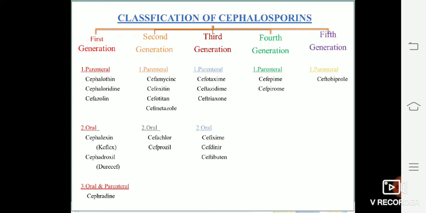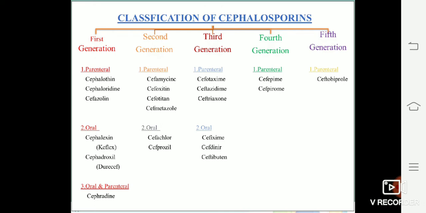Cephalosporins are classified into 5 generations: first generation, second generation, third generation, fourth generation, and fifth generation. For the first generation, there are 3 types of route given. First is parenteral, then oral, and oral and parenteral. Parenteral routes are those routes given intravenously, intramuscularly, intradermally, that is, other than the oral route.